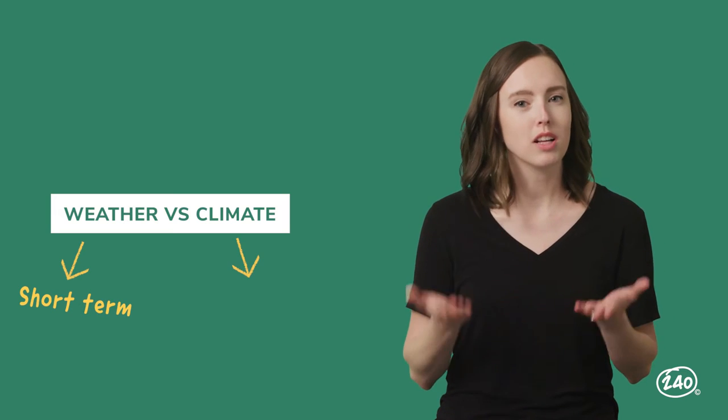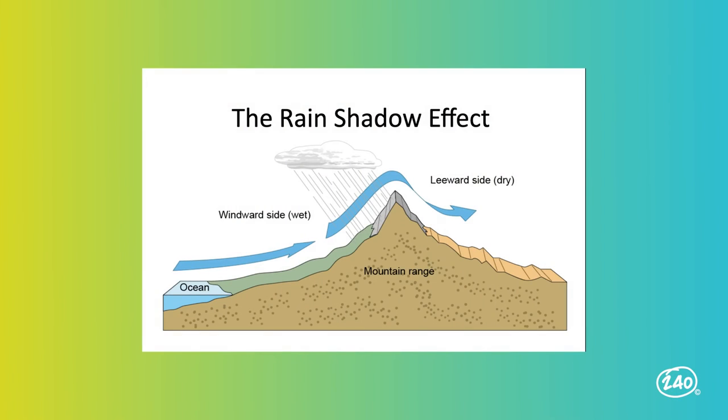Weather is short term, while climate is long term. Make sure you know what causes weather and climate. For example, the rain shadow effect makes areas behind mountains drier.